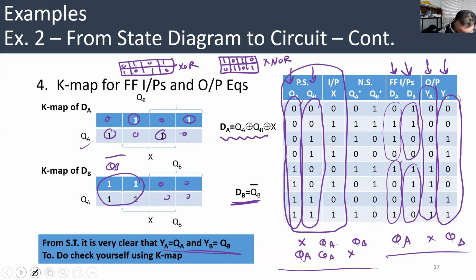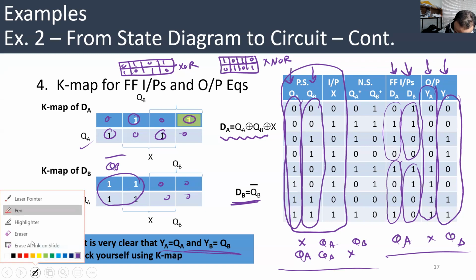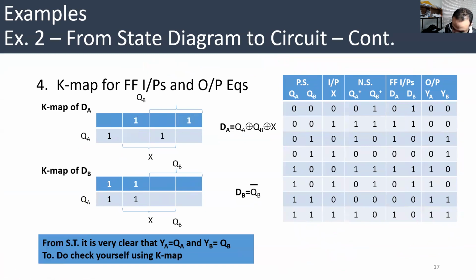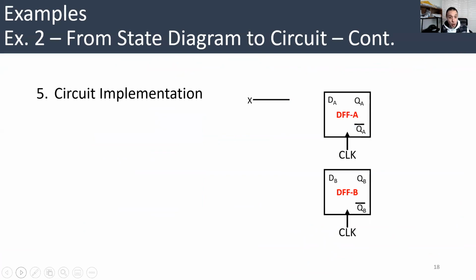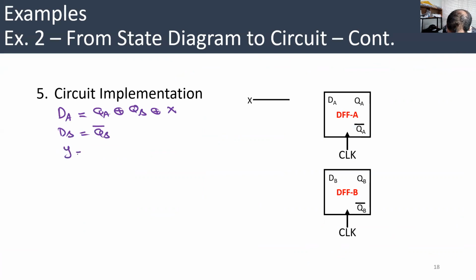Once you have the equations, let's erase this. This is just the groups, just to show you what groups we have. And here is YA equal to QA, YB equal to QB, with some animation for you. Once you have the equations, you have the implementation. So DA is equal to QA XOR QB XOR X. DB is equal to QB bar. And YA is equal to QA. YB is equal to QB.